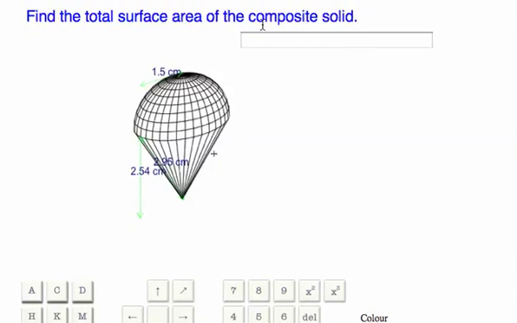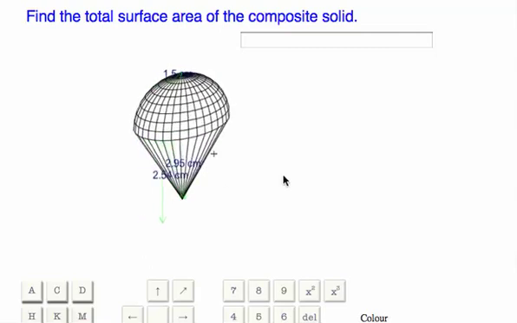Find the total surface area of the composite solid. Okay, this is an ice cream cone, right? You have a hemisphere on top of a cone, and if we just rotate that a little bit, I'm just going to put it into color for a second.